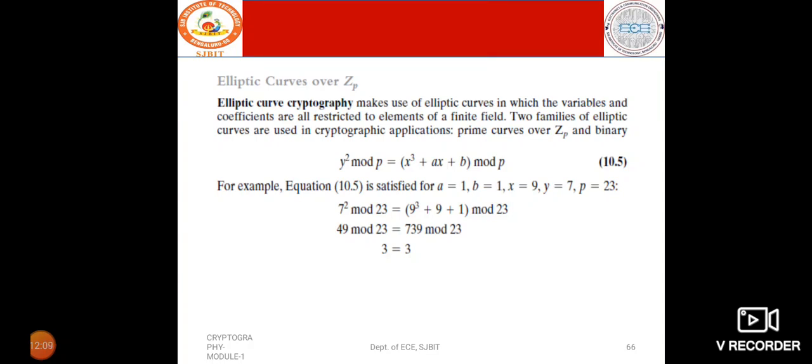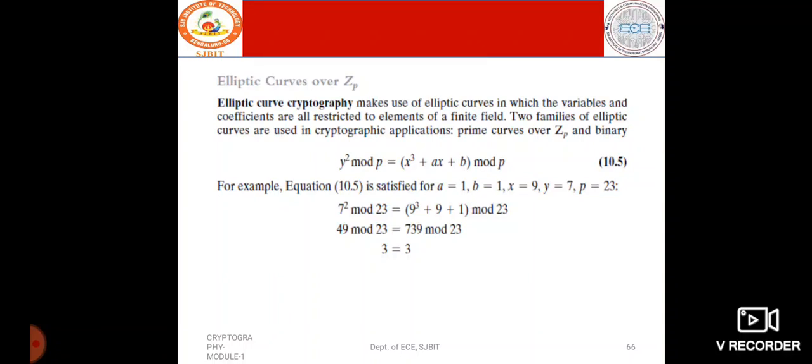So this points out that prime curves are best for software applications because the extended bit-fiddling operations needed by binary curves are not required. For elliptic curves over Zp, as with real numbers, we can limit ourselves to equations of the form y square mod p is equal to x cube plus ax plus b mod p, but in this case with coefficients and variables limited to Zp.